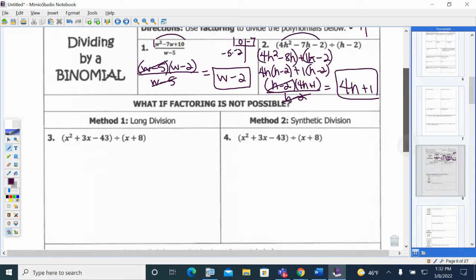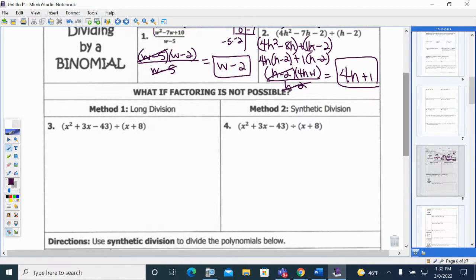Now, when we get down to this next section, it says, what if factoring is not possible? So there's two different methods that we're going to look at. The first one is long division. The second one is synthetic. With long division, your x squared plus 3x minus 43 is going to go inside your division symbol. And that's being divided by the x plus 8.